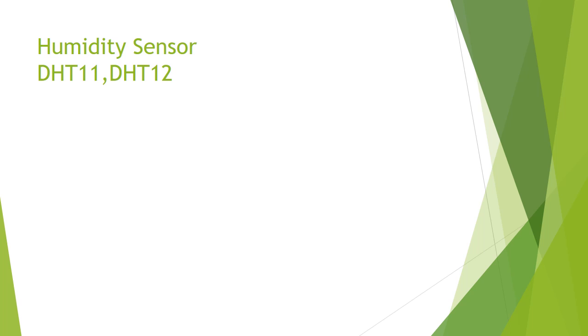So next is your humidity sensor. Basically this humidity sensor can measure your temperature as well, so it can be named HT. In the name series, there are two humidity sensors I have suggested, your DHT11 and DHT12. These two are available in your market. H is for humidity and T is for temperature.